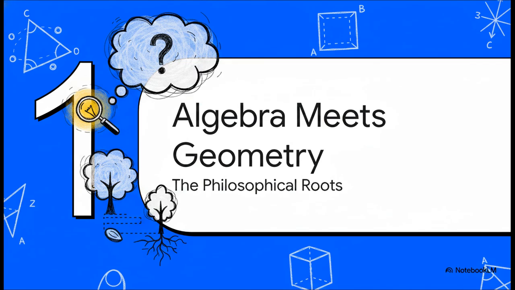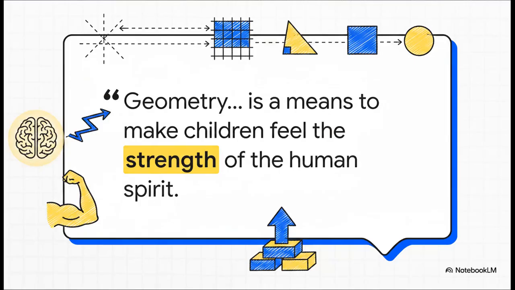All right, Section 1, Algebra meets Geometry. Let's look at the philosophical roots of all this. So, the mathematician H. Freudenthal once noted that geometry, as a logical system, is a means to make children feel the strength of the human spirit. I just love that quote. It reminds us that understanding geometry isn't just about rote memorization or endlessly moving numbers around on a page. It's literally about unlocking the structural logic of the human mind. It's about feeling the strength of our own reasoning.